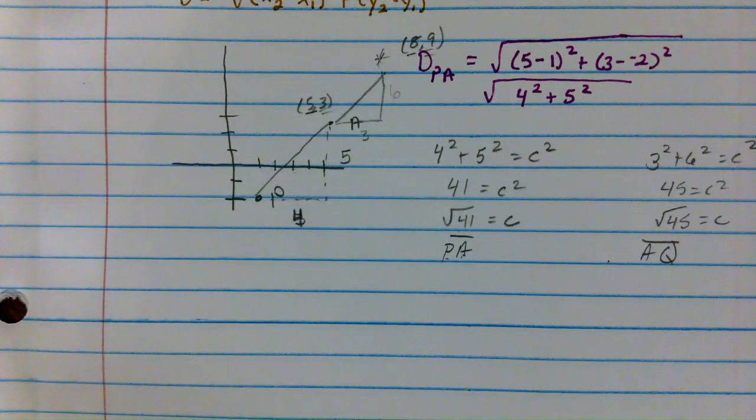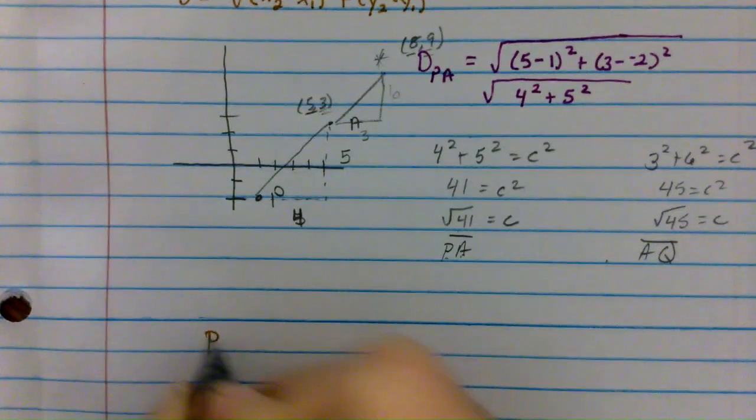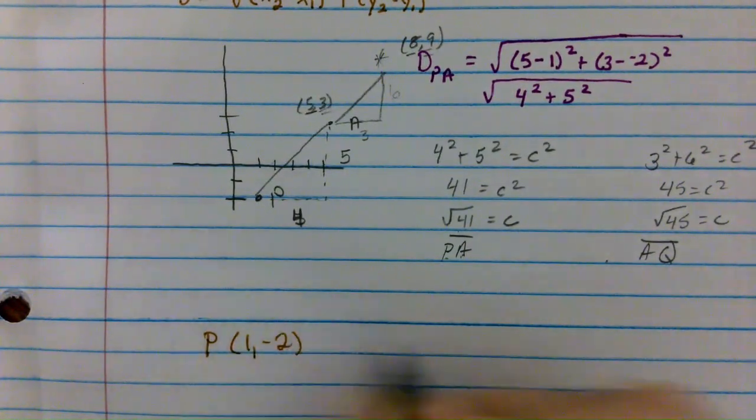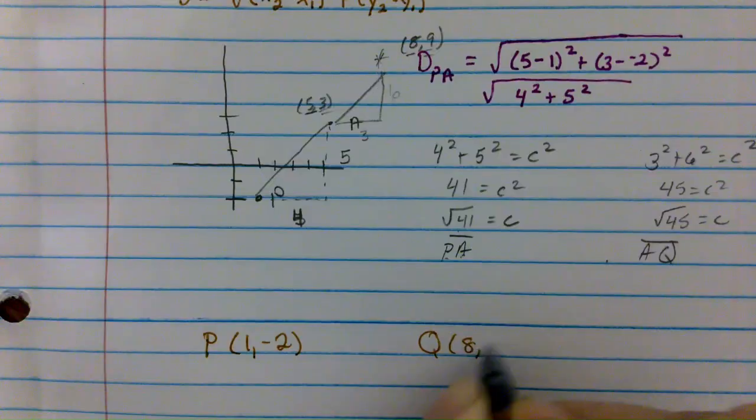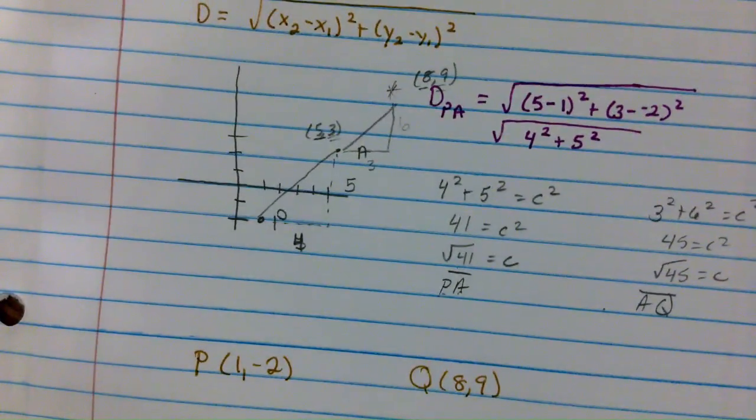Great, let's think about something else now. P is at 1, negative 2. Q is at 8, 9. Where's the midpoint?